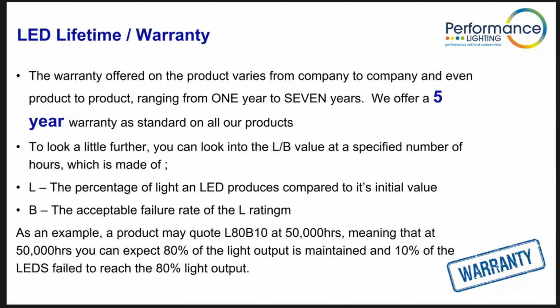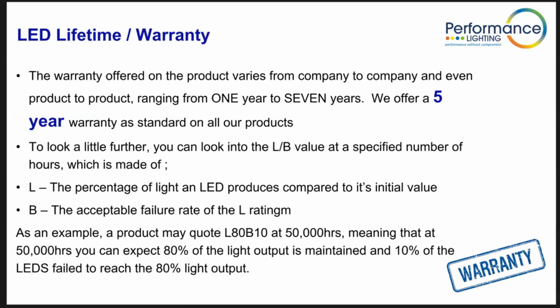To put some context around that, L80 B10 at 50,000 hours means that after 50,000 hours of installing, you'd expect to still be getting 80% of the original light output. So if the product was 10,000 lumens, you'd expect after 50,000 hours to still be getting 8,000 lumens out of that product. And the 10, which is the B rating, means 10% of the LEDs would fail to reach that 80% light output. So that's giving some tolerance. While you're expecting 8,000 lumens out of the 10,000 at 50,000 hours, it's okay that 10% of those aren't going to achieve that.